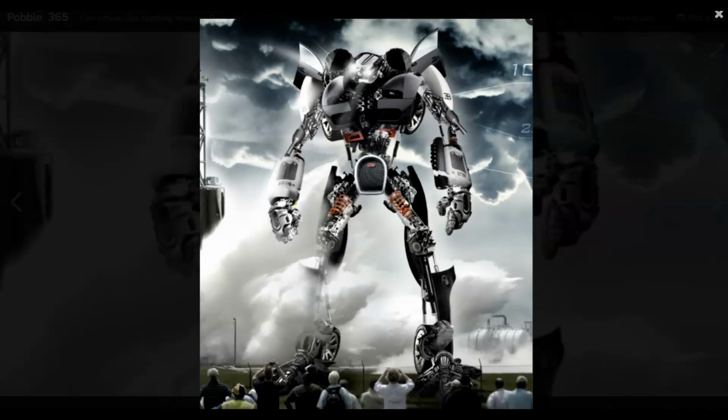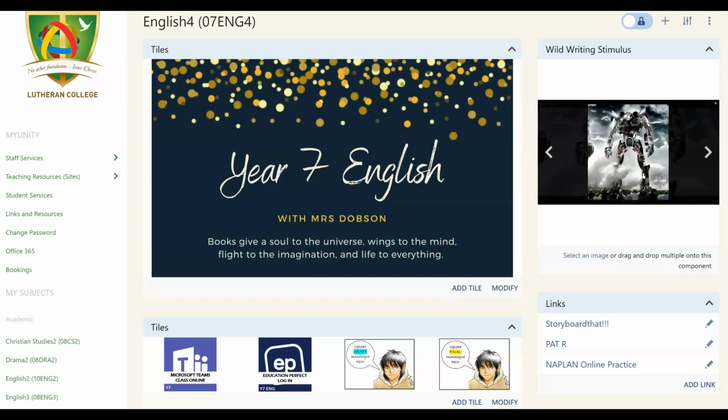This is the full picture. It is called The Visitor. Take 5 minutes to do some wild writing, focusing on your adjectives, describing words, and your punctuation, full stops, capital letters. Remember to write for the full minutes. Describe the picture if you have trouble. Once you've completed your 5 minutes, head back to the Year 7 English page.